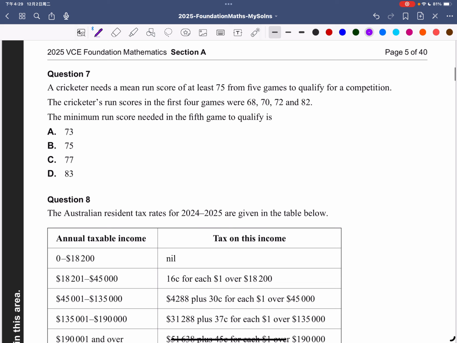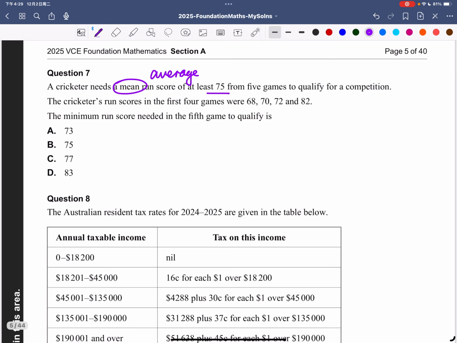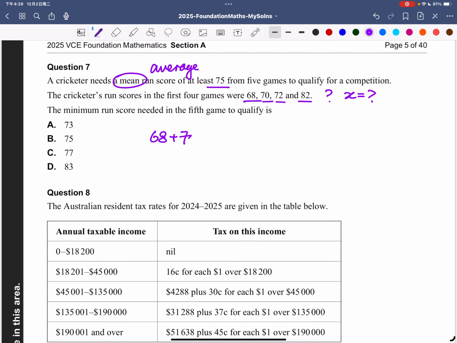Okay, a cricketer needs a mean or average run score of at least 75 from 5 games to qualify for a competition. His run scores in the first 4 games were 68, 70, 72, 82. So the last one is missing. We'll call it x equals to something. Therefore, we have 68 plus 70 plus 72 plus 82 plus x, divided by 5, should be at least 75. Well, I don't want to use inequality here. We can just simply use an equation equal to 75.